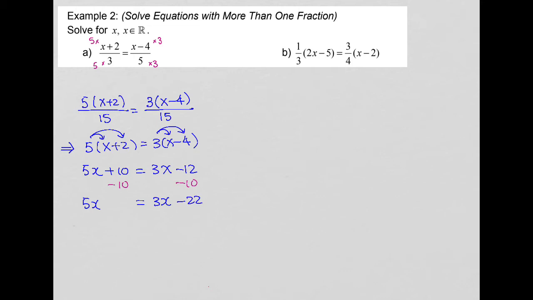And you want to remove the 3x on the right. So we say subtract 3x, subtract 3x. So you get 2x equals to negative 22. And then let's isolate for x. That means divided by 2 on both sides. You get x equals to negative 11. Therefore, x equals negative 11.